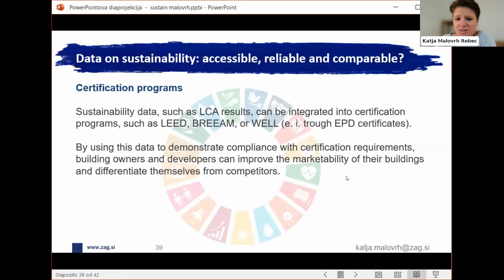I've mentioned certification programs already. I've mentioned EPDs, but those can also be integrated in bigger schemes for certification of whole buildings, like LEED, BREEAM, WELL, or there are also others. So with that, this could also be one of the incentivizers to take into account environmental and sustainability aspects.